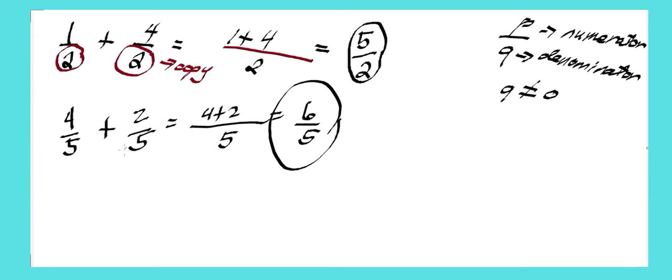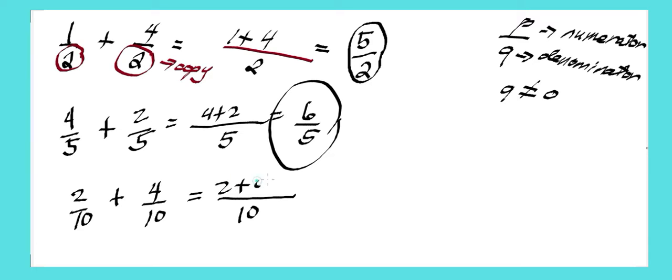Okay. So, let's have another one. Or you pause the video and then solve this one. Okay. 2/10 plus 4 over 10. Okay. The answer will be, yes, okay. You copy the denominator because they are similar. 10. Okay. And 2 plus 4, that will give you 6 over 10.